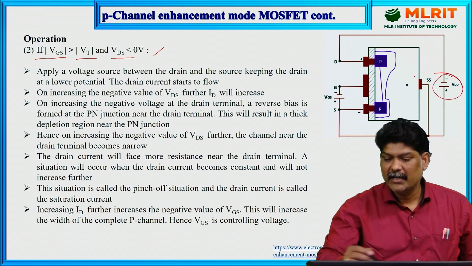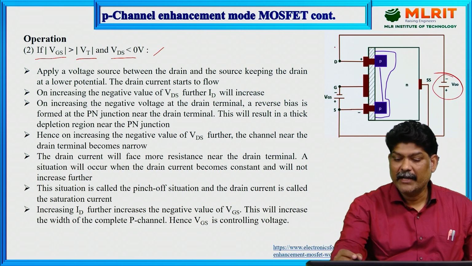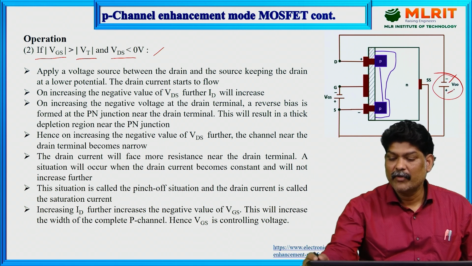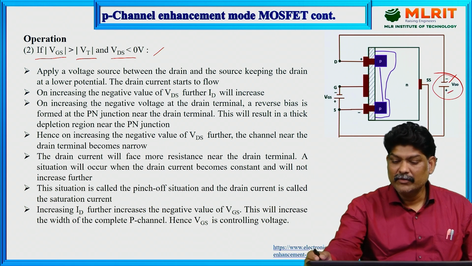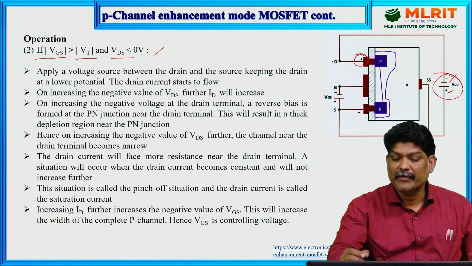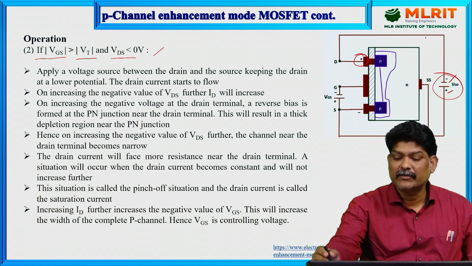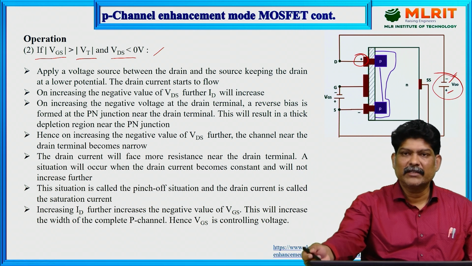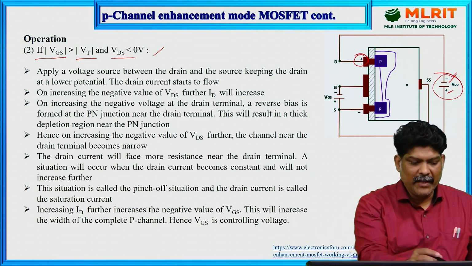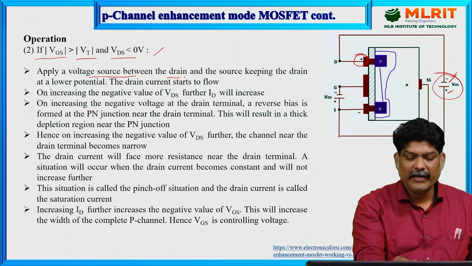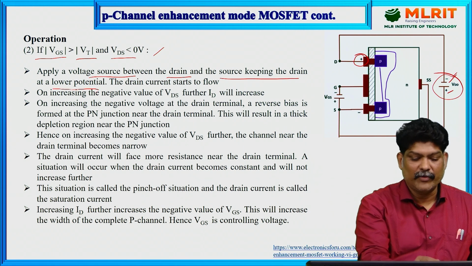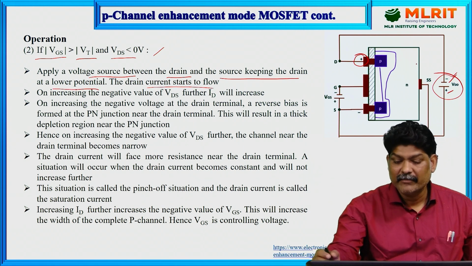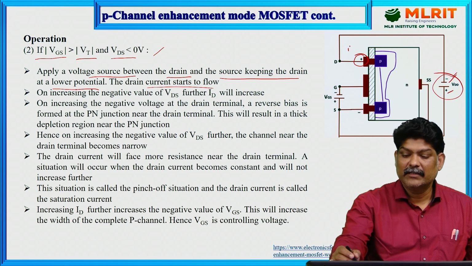By connecting the drain to the negative terminal and the source to the positive terminal, the positive is connected to negative, which means reverse bias. So we apply a voltage source between drain and source, keeping the drain at lower potential. The drain current starts to flow, so the drain current will flow from the drain.